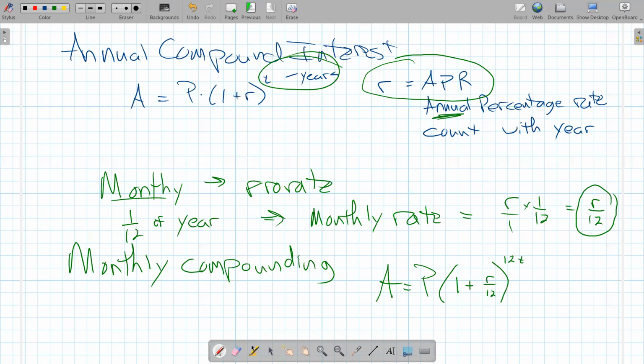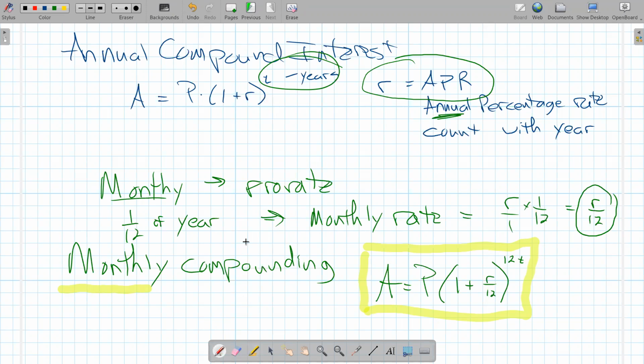So again, write this down if you didn't already. For monthly compounding, the formula gets tweaked a little bit where we have our prorated rate, right? 12 months in a year. And then to count by months, but including years, it's 12 times the number of years. That counts the number of months up there. So we get a smaller interest amount more often. Is that better? Turns out it is a little better. We'll see that in a moment.